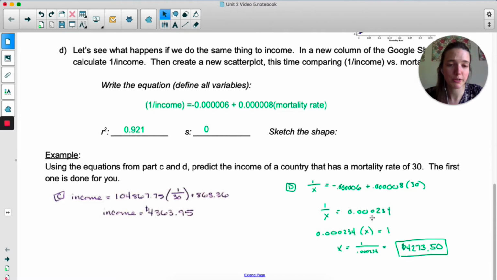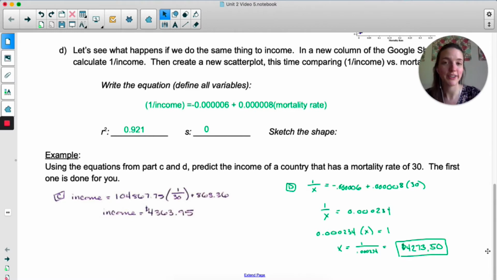And then what I did here was I multiplied both sides by x. I guess technically we're solving for y. I should have made that y. And then divide by the 0.000234. Okay, so we get 4,273.5. And yes, those two values are different.